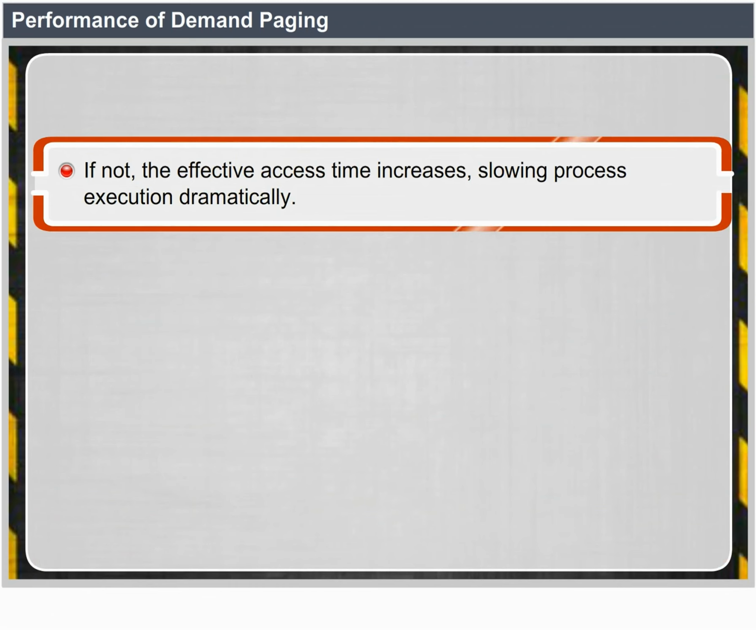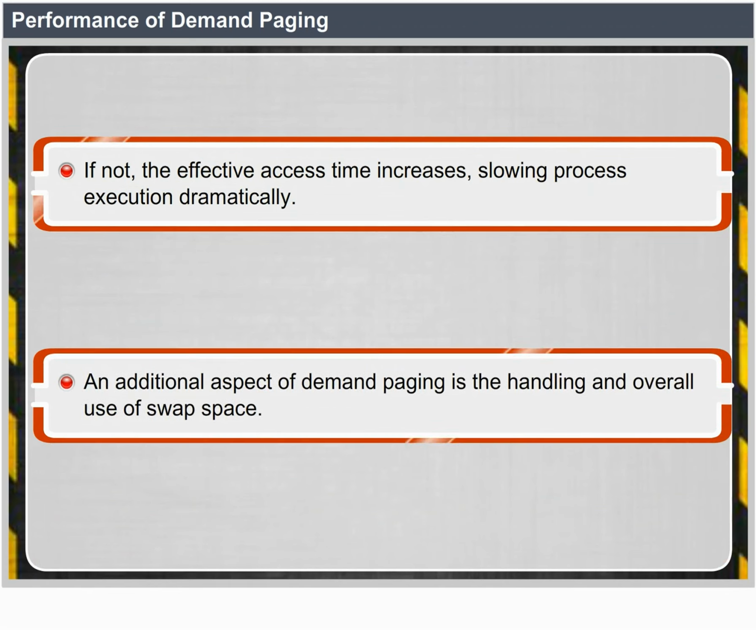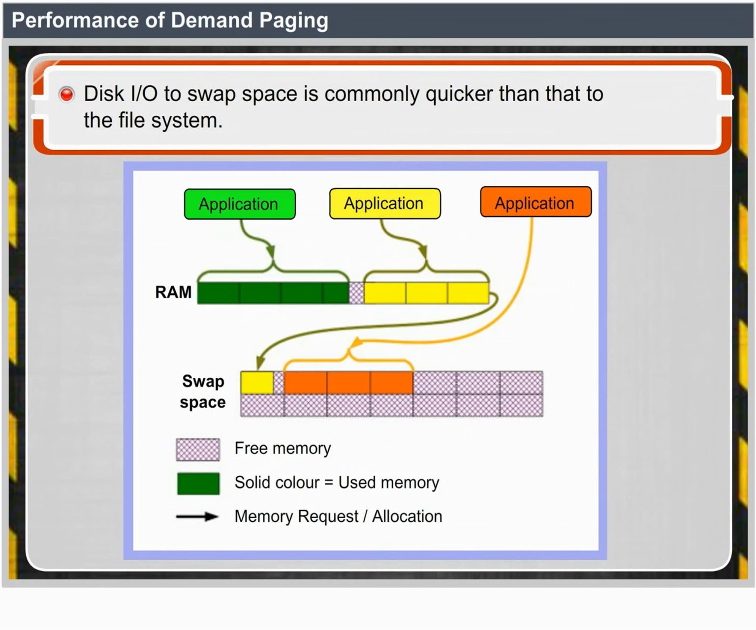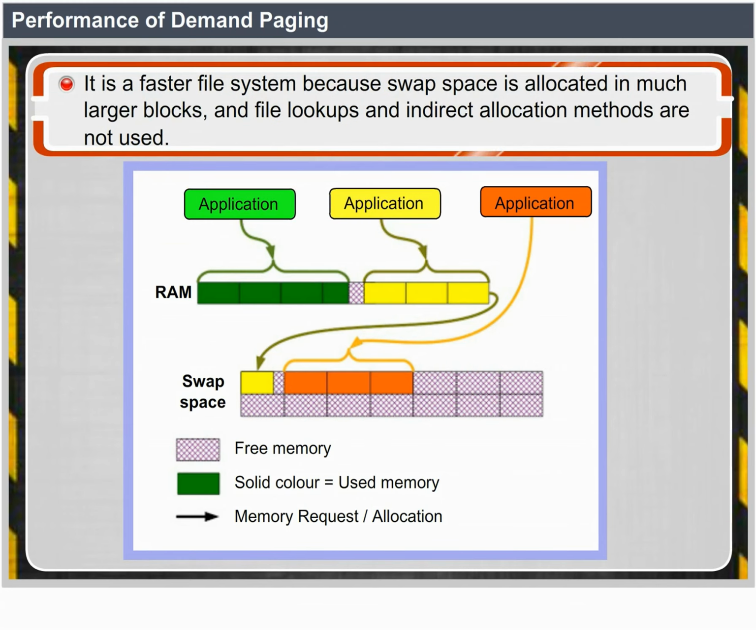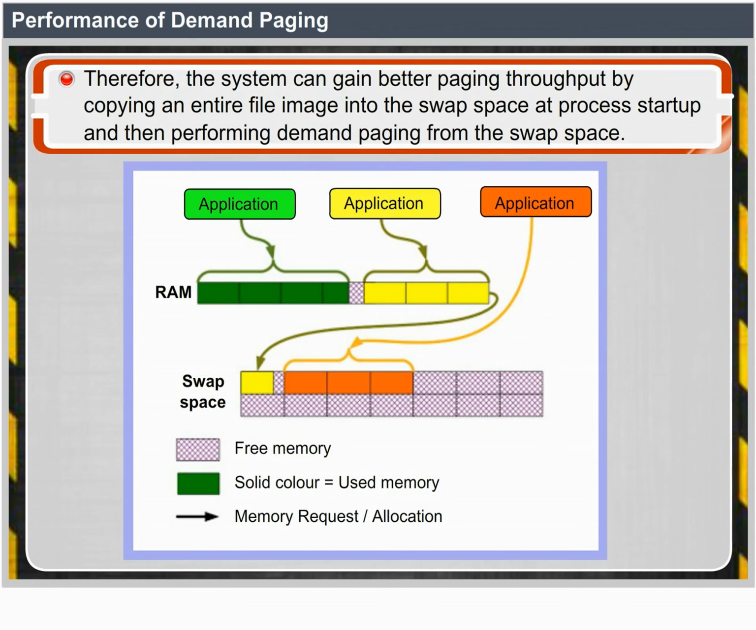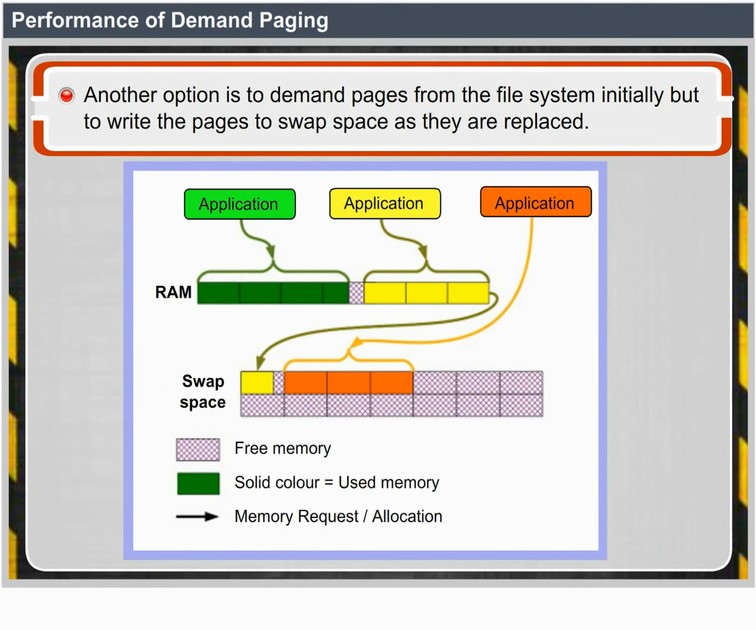An additional aspect of demand paging is the handling and overall use of swap space. Disk input-output to swap space is generally faster than that to the file system. It is a faster file system because swap space is allocated in much larger blocks, and file lookups and indirect allocation methods are not used. The system can therefore gain better paging throughput by copying an entire file image into the swap space at process startup and then performing demand paging from the swap space. Another option is to demand pages from the file system initially, but to write the pages to swap space as they are replaced.